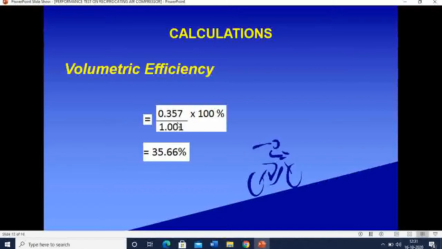The volumetric efficiency is determined by QSTP by QT, that is, the ratio between the discharge at STP condition and the theoretical discharge, into 100%, because these two are known to you. The discharge at STP is known, and the theoretical discharge is also known to you. When you multiply by 100, you will get the value of volumetric efficiency in percentage.